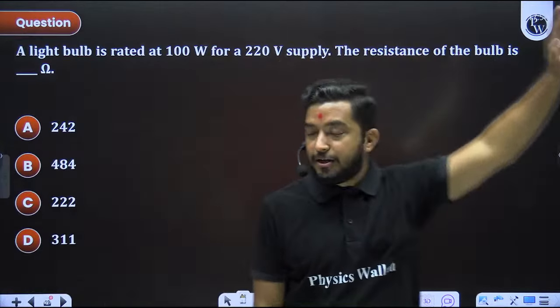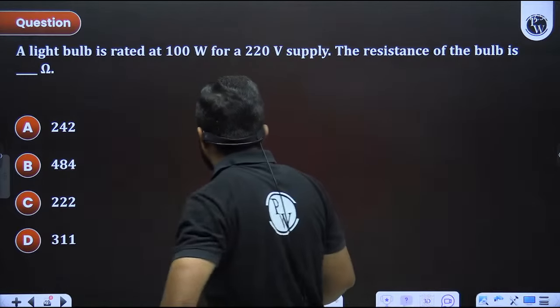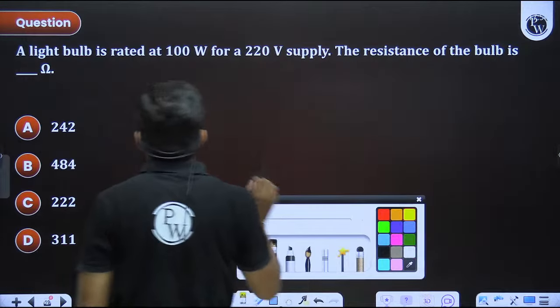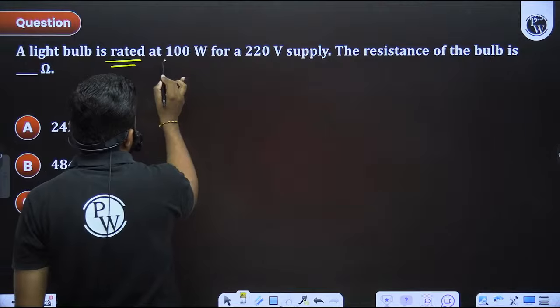Okay, next, continue. They provide a light bulb rating. Whenever they provide the rating of a bulb, they provide two values.